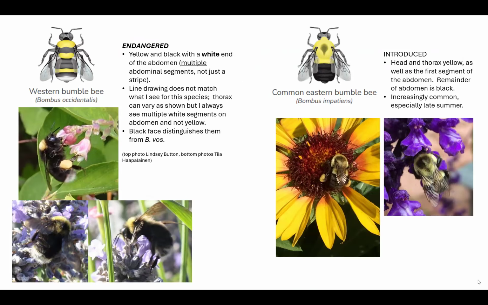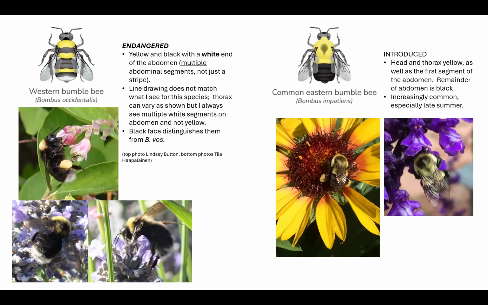Other black and yellow bees include our endangered western bumblebee, Bombus occidentalis. It looks a lot like the yellow-faced bee, Bombus vosnesenskii, but the back of its abdomen is white in our region. There are other color forms elsewhere, but our western bumblebee will have a white abdomen tip. The line drawing shows some yellow on it. That is not what I ever see. Just look for the white on the abdomen tip.